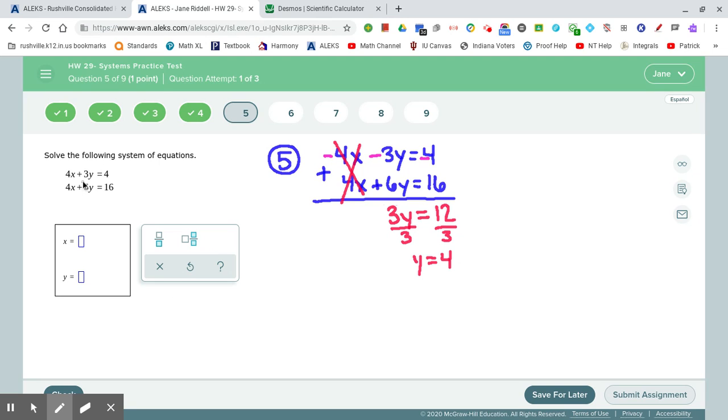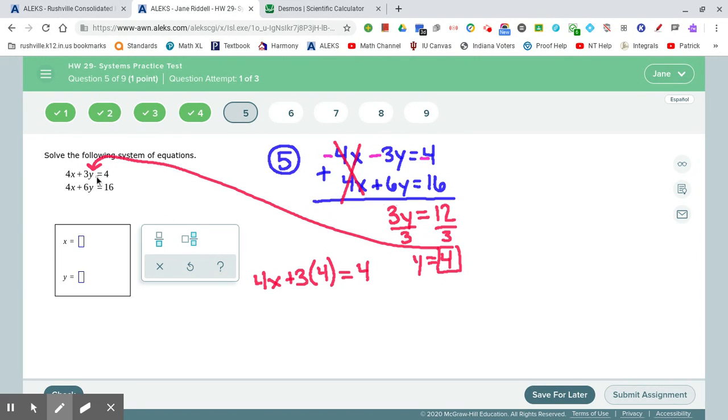All right, that's one of our variables. To get the other one, you have to plug it back in. So pick one of the original equations. I'm going to go with the original first, which is 4x plus 3y. But now that I know that y is 4, what I would do is in the original equation, replace y with 4. So instead of writing y, I'm going to replace it with 4, and then equals 4.